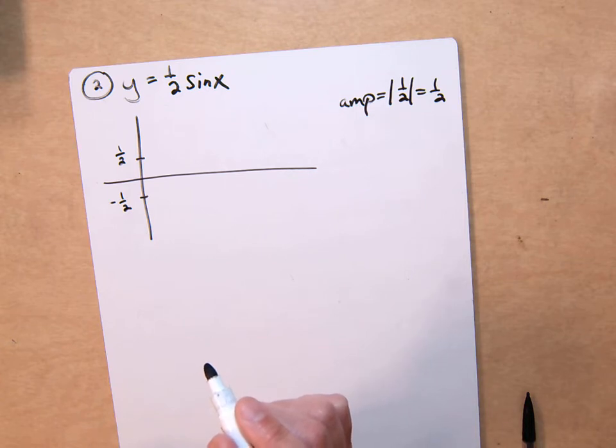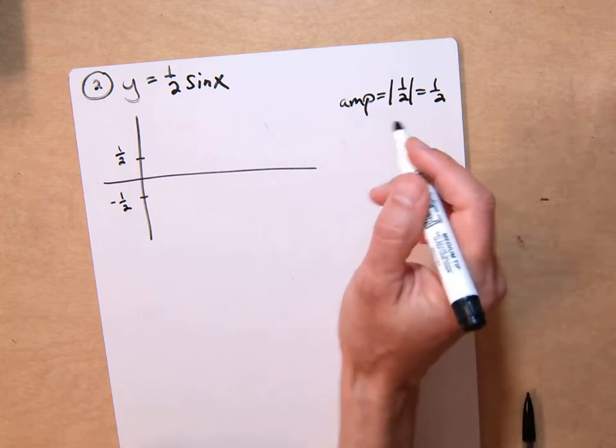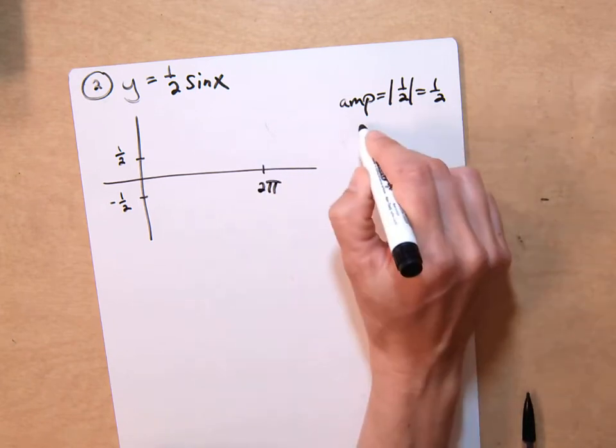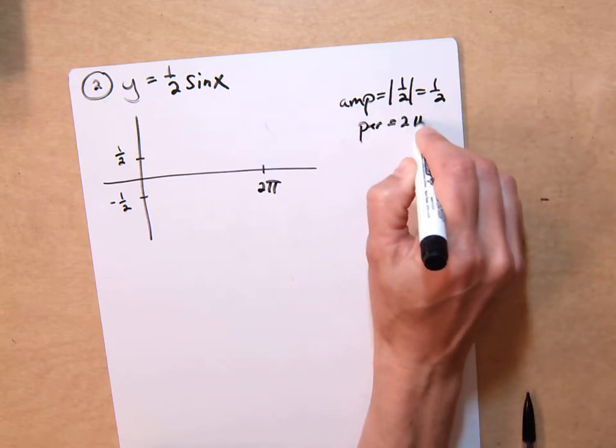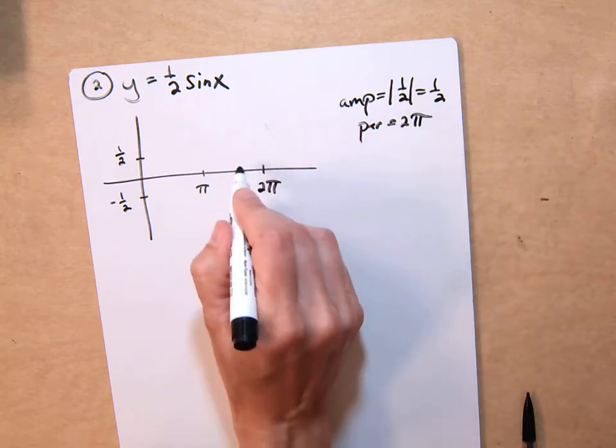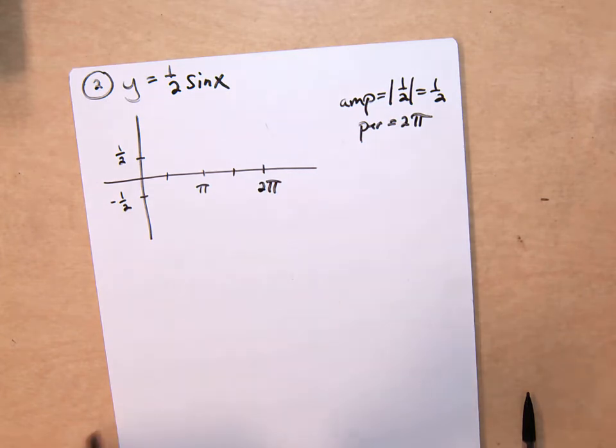So the magnitude of this wave is smaller. Everything else is the same. So you go out to 2 pi because we're doing one period. The period has not changed. Half of that is pi. And then you cut that in half and cut this in half. So we're ready to sketch.